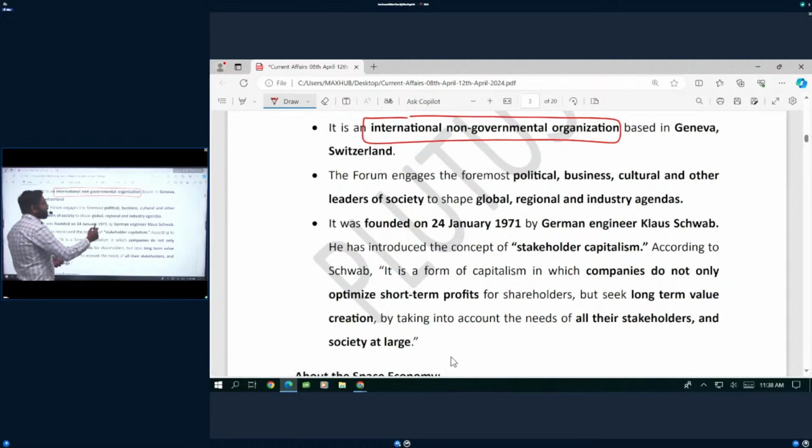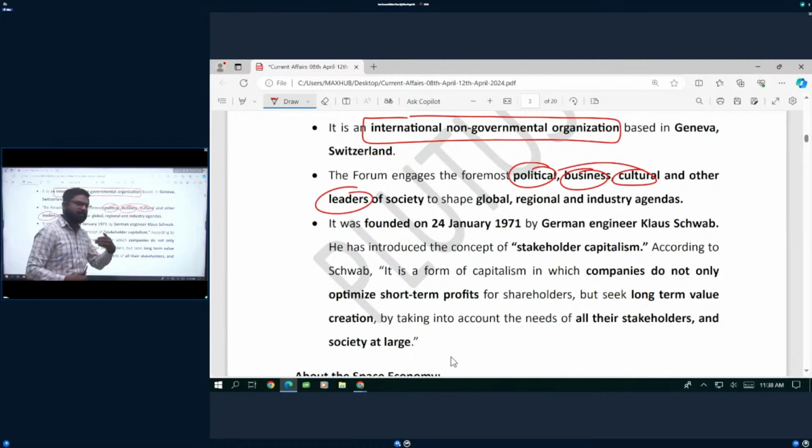It is basically a forum that allows political, business, cultural, and other leaders of the society to come there, interact, debate, discuss, basically to shape the future of Earth. Simply stating, more into economic sense. It was founded in 1971.